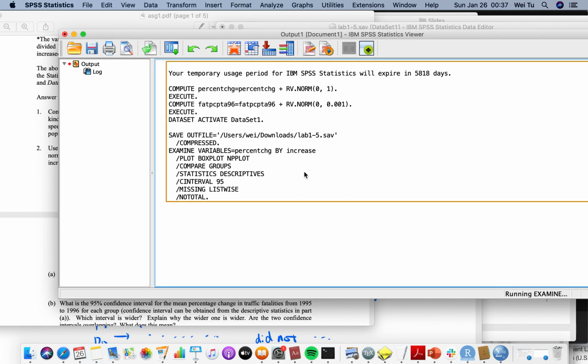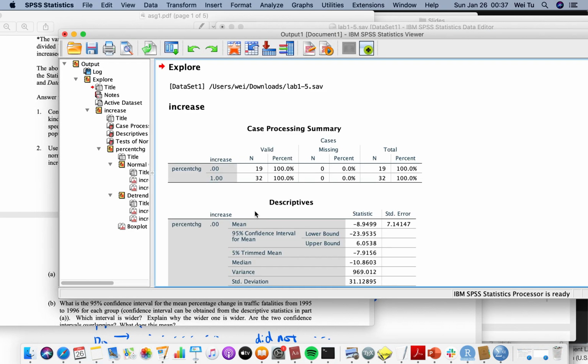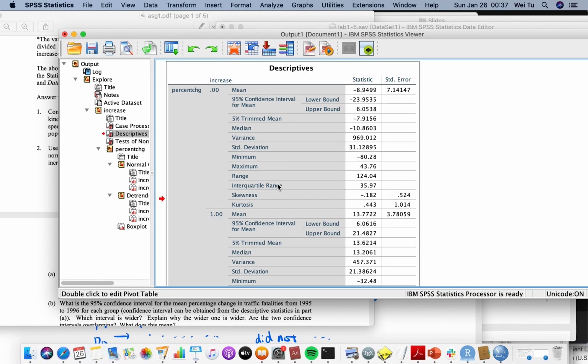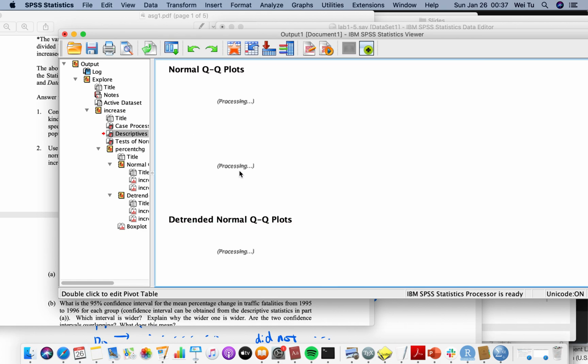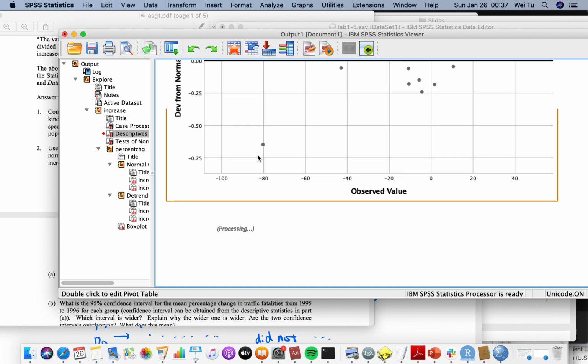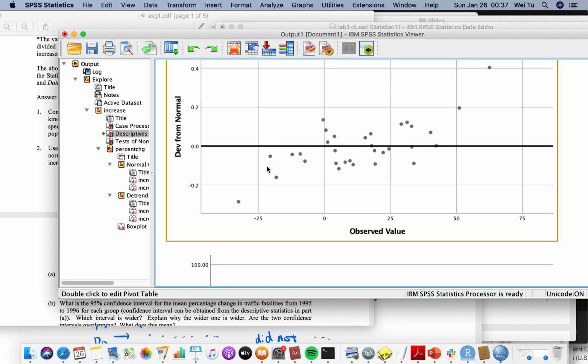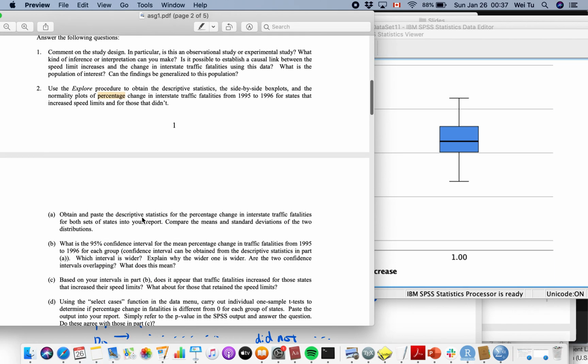So let's take a look at the output. It's coming up, okay. So this is the descriptive table. This is the QQ plot, and then we have the box plot here. So let's take a look at the question. For 2A, it asks you for the descriptives, and then it asks you to compare the means and standard deviations.